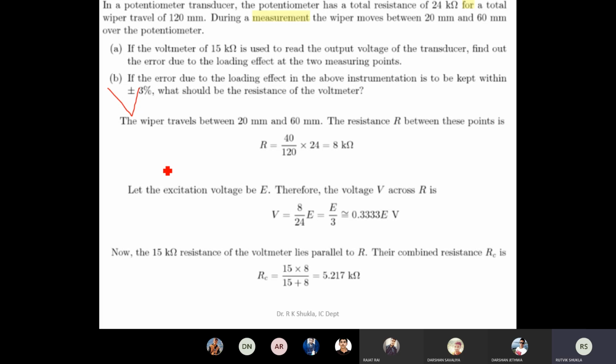26% error છે, that is not acceptable. એટલે પહેલા વોલ્ટમીટર લગાવો, પછી એરર ફાઇન્ડ કરો, વોલ્ટમીટર લગાવો, એરર ફાઇન્ડ કરો, એમ કરતા કરતા જ્યારે 5% એરર આપતું હોય એ વોલ્ટમીટર રાખી મૂકો. That is trial and error method.